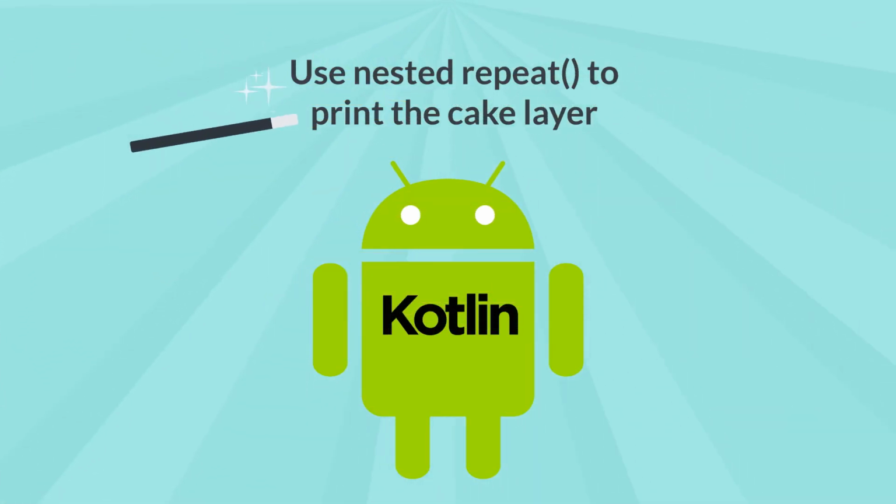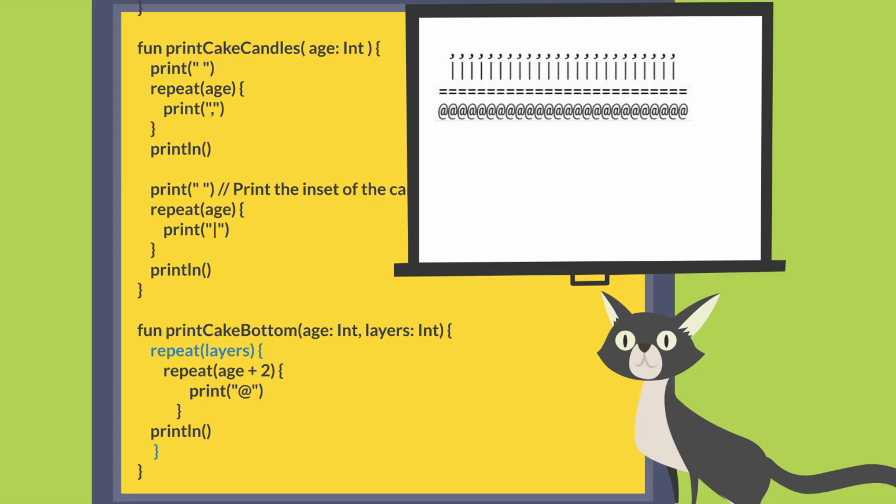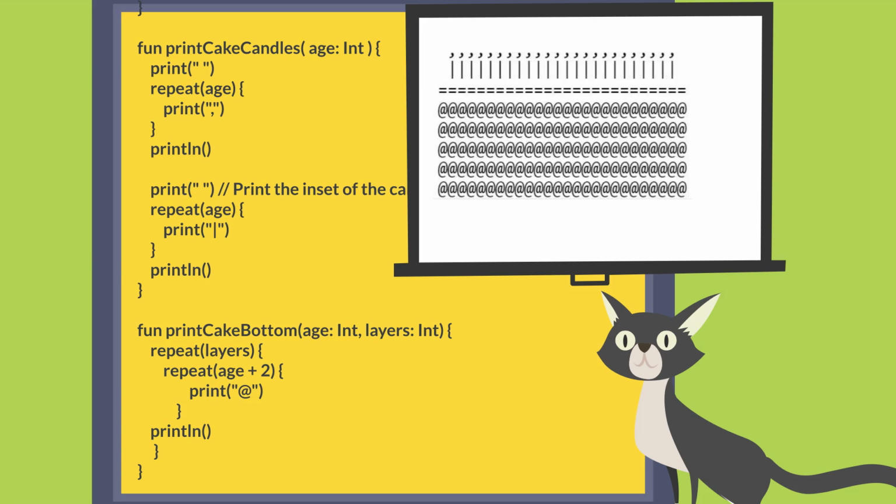Use nested repeat statement to print the cake layer. 1. Place a second repeat statement around all the code in the function. And remember, in main function, delete the double slash from the code line of printCakeBottom function. Run your code to see the whole cake.